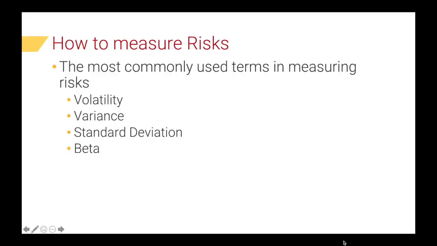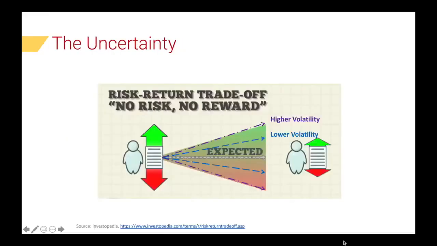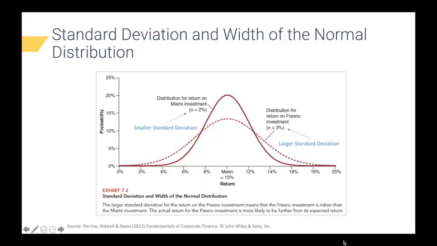The most commonly used terms in measuring risk are volatility, variance, standard deviation, and beta. This graph shows the mindset of uncertainty. The greater risk, the greater reward. No risk, no reward. This graph shows a standard deviation and width of a normal distribution. You may remember something like this from your economics or statistics class. When you compare the standard deviations of two investment opportunities, the larger standard deviation is riskier than the lower standard deviation.